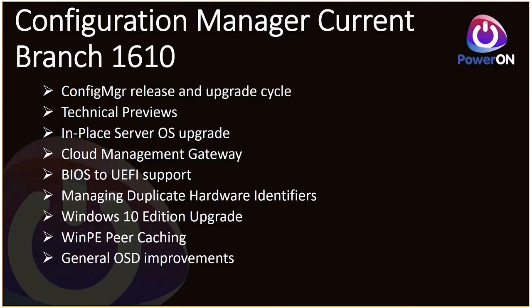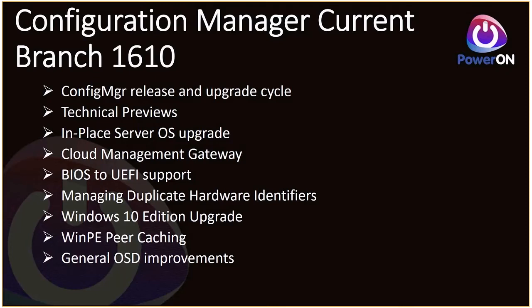Windows 10 is already on the machine, so we have additional features there, for example, if you need to go from Windows 10 Professional to Enterprise. And then there's the WinPE peer caching, similar to BranchCache in previous versions, but for clients in WinPE mode, so during the build, they can actually get content from another client that previously downloaded the content.